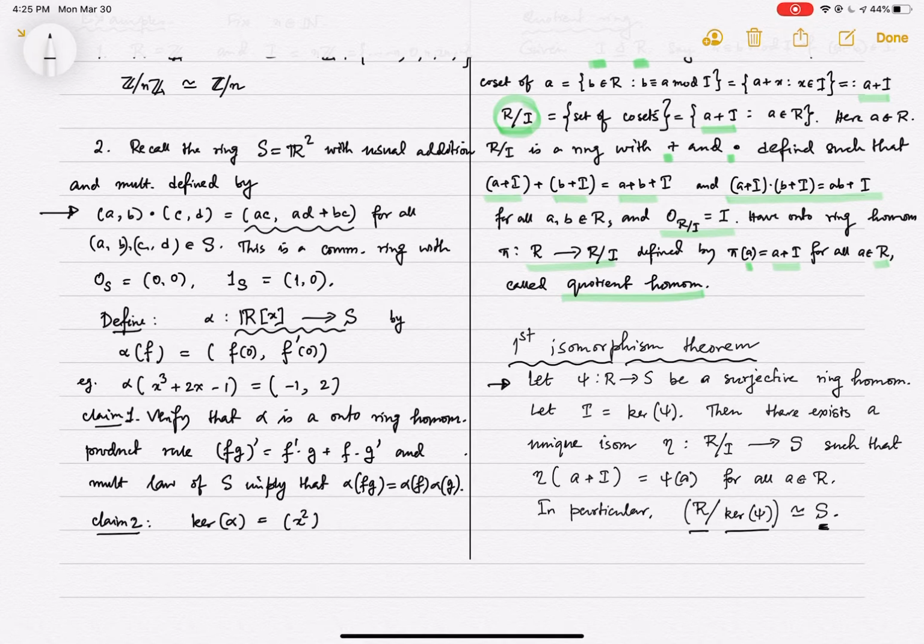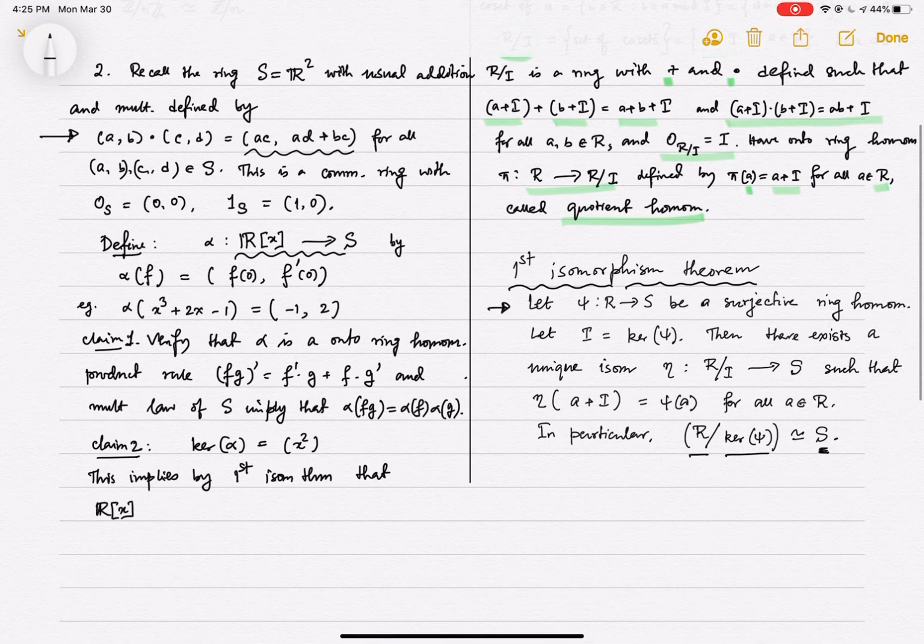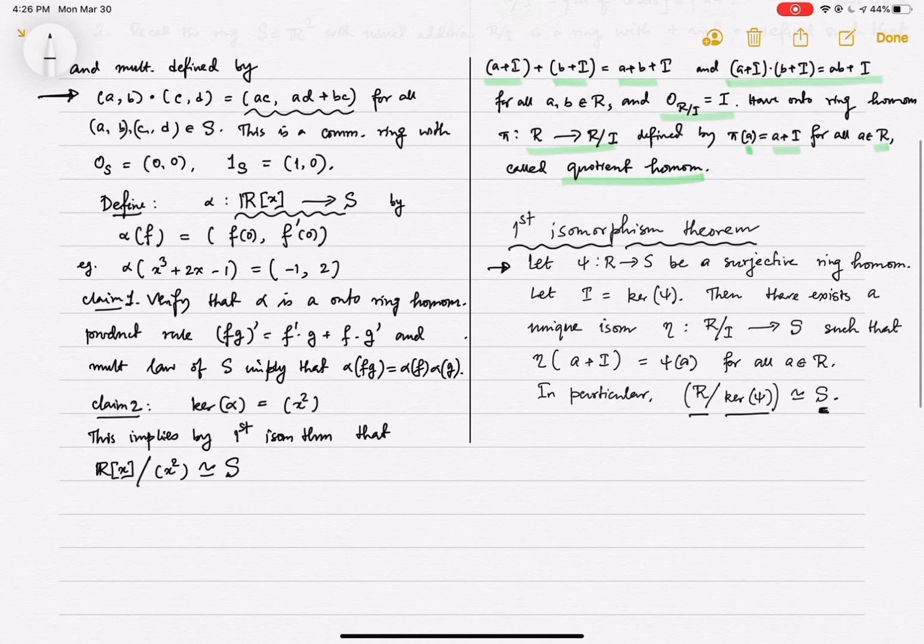Once we have this claim 2, this implies, by the first isomorphism theorem, that R[x] mod x squared is isomorphic to this ring S, which looked rather strange in the beginning. So the multiplication law that we had up here is nothing but the multiplication law of this quotient ring in disguise. So let's see why claim 2 is true. Proof of claim 2.